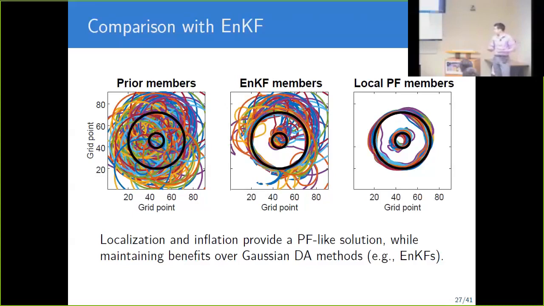And one big reason why they do that is to make the prior look more Gaussian, and to avoid problems like this one. And so, like I said, this is a pretty big problem for NWP. And the localized particle filter members, of course, are not completely axisymmetric, but they're better than the EnKF members for this application.